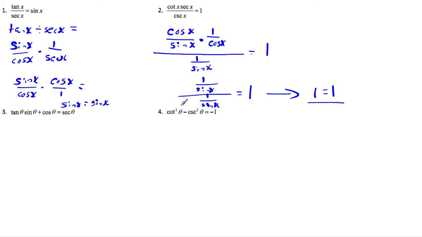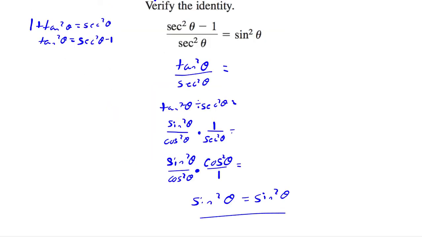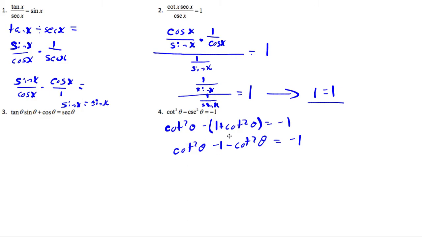So number 4, we can look back at our Pythagorean identities because we see those square values. So we see that 1 plus cotangent squared is equal to cosecant squared. So this cosecant squared I can substitute in, so I get cotangent squared of theta minus 1 plus cotangent squared of theta is equal to -1. This just cancels out, so I get cotangent squared of theta minus 1 minus cotangent squared of theta, distributing in that negative, and cotangent squared of theta minus cotangent squared of theta is equal to -1.